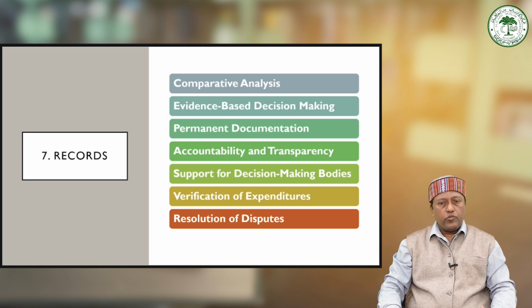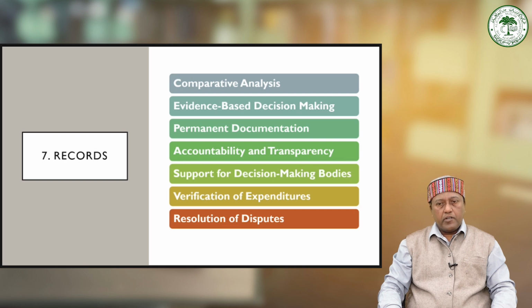These records are going to be useful for evidence-based decision making also. By documenting circulation activities, libraries can make informed decisions about their resource allocation, collection development, and service enhancements. And the records of circulation trends and patterns enable libraries to tailor their offerings to meet the needs and preferences of their users effectively. Then these records are meant for permanent documentation.